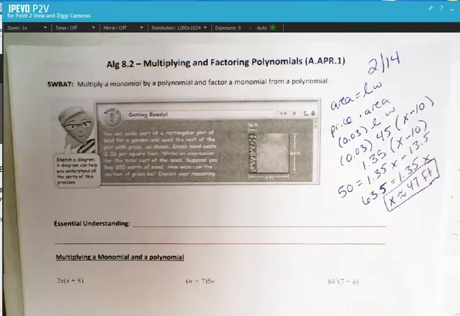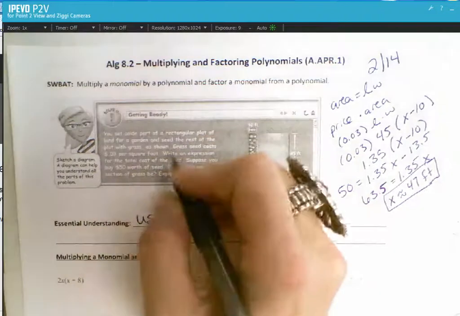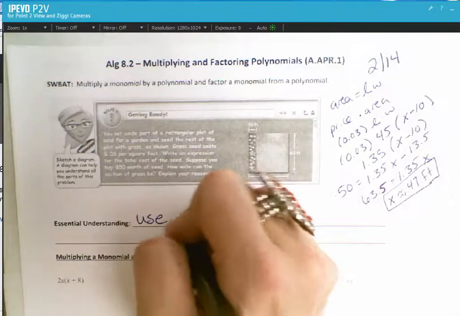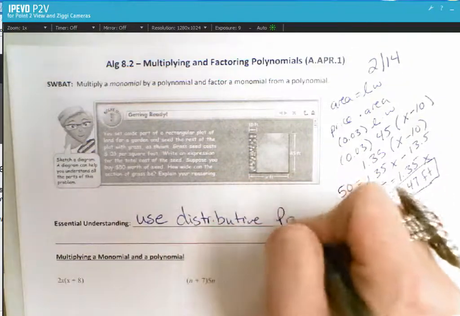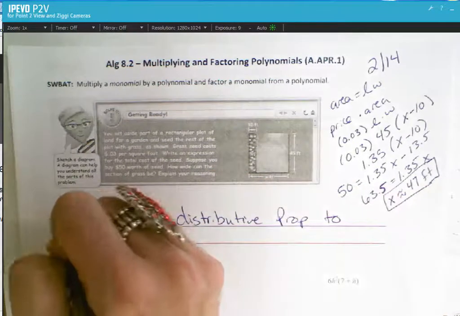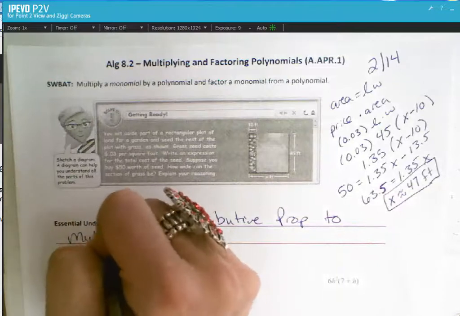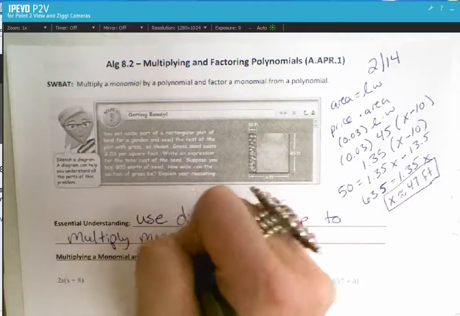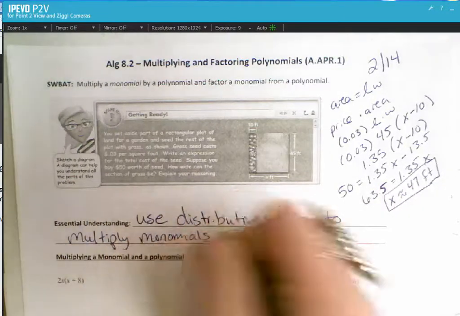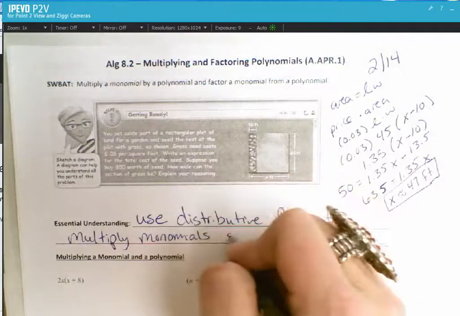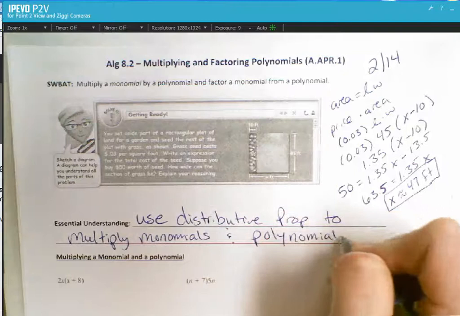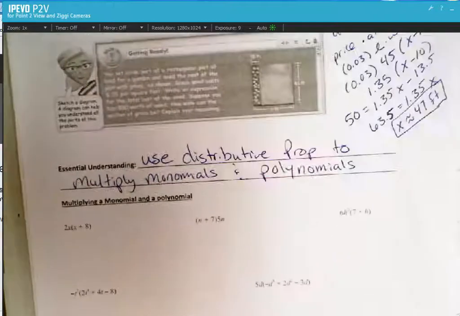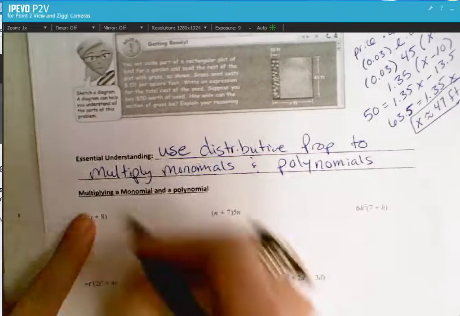So we're going to do stuff like that today. It's multiplying and working through that. So basically what we've already been practicing is that you can use your distributive property to multiply monomials, remember, single terms, and polynomials, multi-term expressions. So multiplying a monomial and a polynomial.